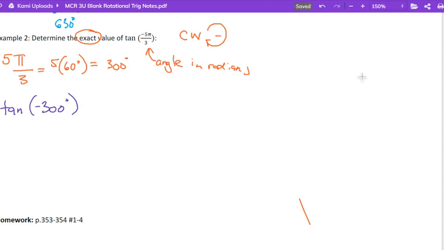Let's draw it. Okay, everyone give it a shot. Try to draw it. Where do we start? Well, we always start on the positive x-axis. The only thing is now we're going clockwise. So I count 90, 180, 270, okay, 30 more. And then you label the angle. This is negative 300.